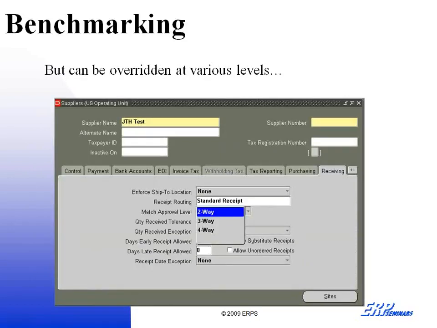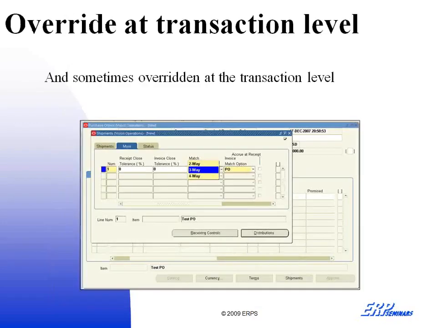Here's an example at the supplier header level. Match approval level could be overridden. Again, it would default. Nothing would override the transaction level, but it would override the value in purchasing options, and I think it overrides the value at line types as well. But here's the big gotcha as it relates to three-way requirements. Back in the purchase order form, I'm defining specific shipments. It defaults this match value based upon your line type, but you can override it when entering a transaction.